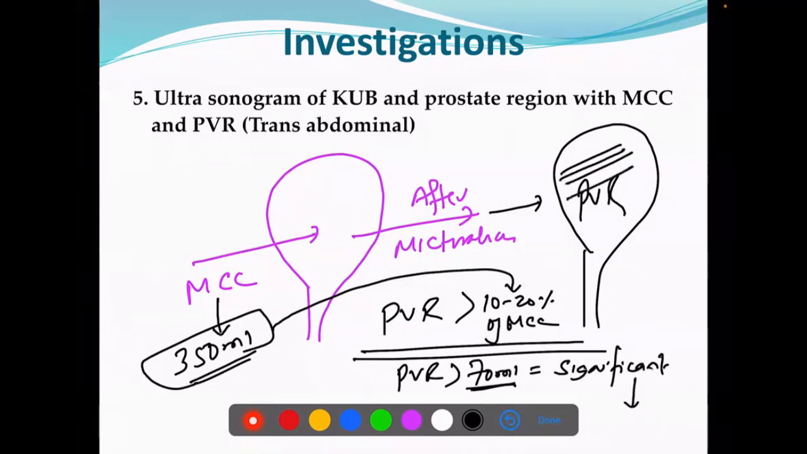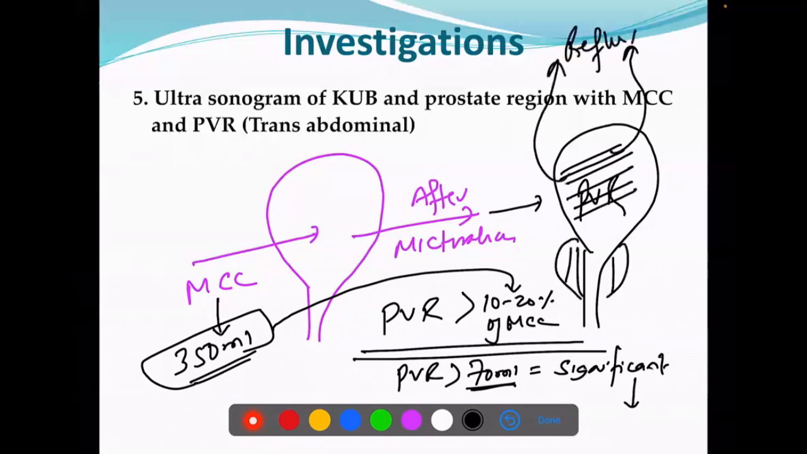Significant means if this patient is not treated, then this may cause reflux of urine. Okay, this may cause complication like UTI, reflux, and so on. If it is more than 100 ml, it is always significant and can cause complications.